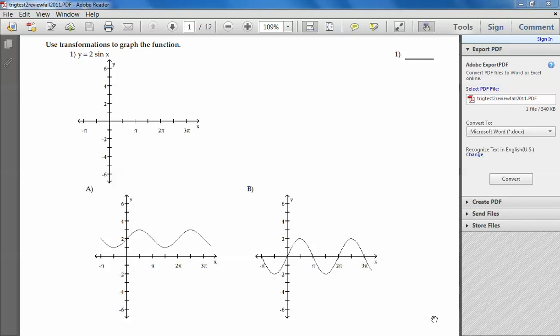Alright, this is your test 2 review. The first problem is use transformations to graph the function y equals 2 sine of x.